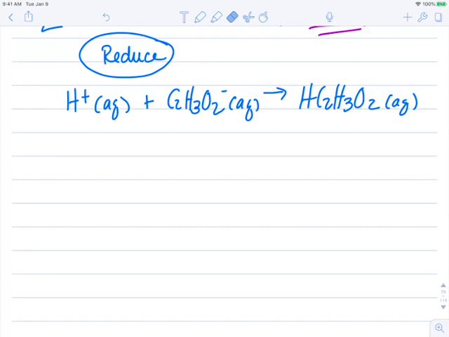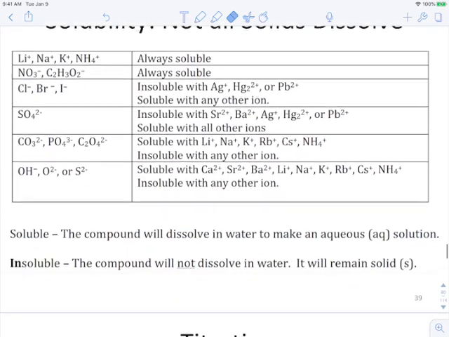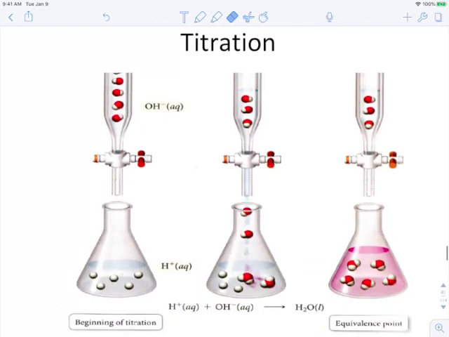So let's go ahead and get started again. So any questions on what we were doing with net ionic equations? Okay, so let's go ahead and move on, and we're going to start talking about titration. So this is the lab that we would have been doing tonight, so hopefully it doesn't make you too sad to look at it.